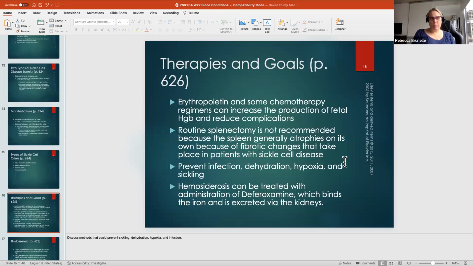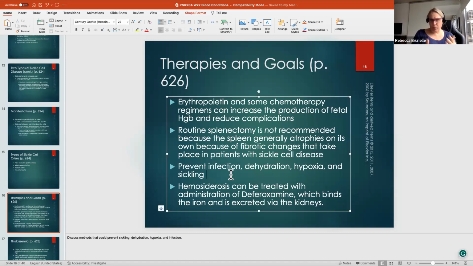So the primary therapy, what you're always trying to do is have them live as normal a life as possible. This is the hormone that I mentioned at the beginning of class, erythropoietin. Sometimes they give that to sickle cell patients and that increases their bone marrow production of hemoglobin. Sometimes they get a splenectomy, but it's not done that commonly. They frequently have problems with their spleen because they end up with that splenic sequestration where they get those clots in the blood vessels of their spleen.